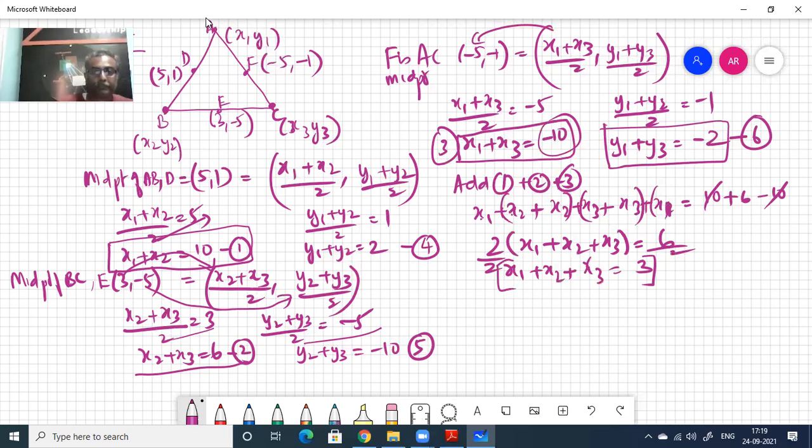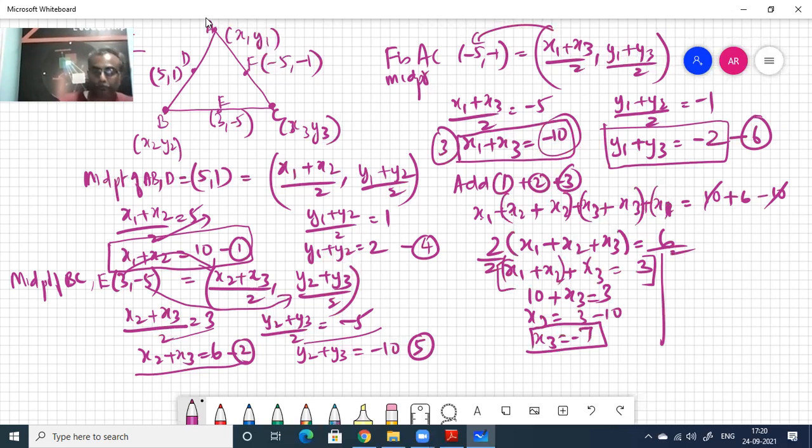Now, after that, x1 plus x2 is equal to 10. So 10 plus x3 is equal to 3. So x3 is equal to 3 minus 10. x3 is equal to -7. Finally, you got one answer.